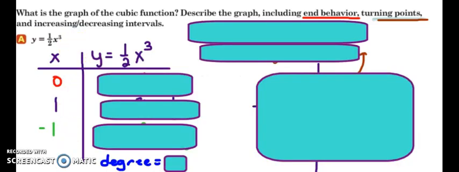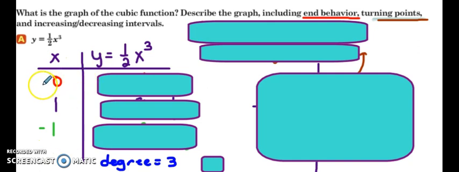So in problem number 3, we're going to graph a cubic function. If it's a cubic function, what's my degree? My degree is 3. What's the shape of the graph? It has an N shape, right? It's going to go like this. It is going to look like an N. So I want to describe the end behavior and the number of turning points.